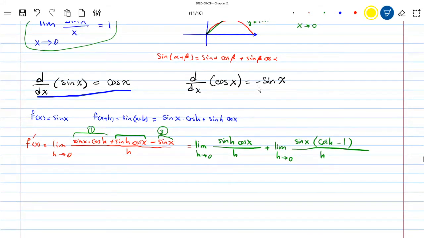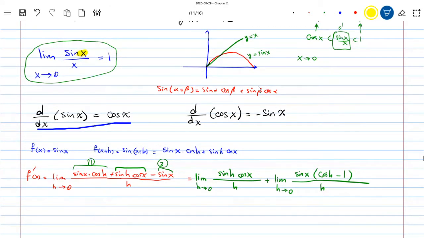The identity that we had is the limit of sine x divided by x as x approaches 0. Again, make sure that x is approaching 0. If this happens, the limit is 1. So if I look at this limit, I have the limit as h approaches 0 of sine h divided by h.